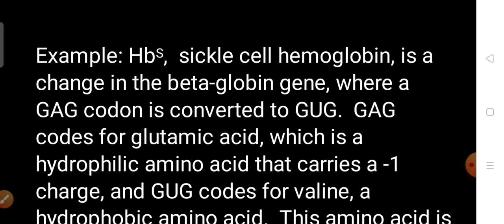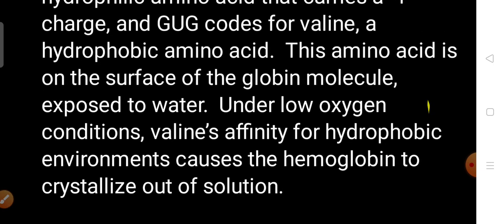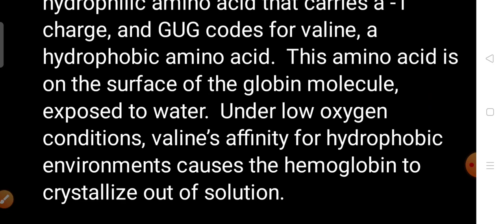Because of base pair substitution, GAG is converted into GUG. GAG codes for glutamic acid, so in the normal chain at the sixth position from the N terminal end there is glutamic acid. GUG codes for valine. So the sixth amino acid, glutamic acid, is changed into valine, which is a hydrophobic amino acid. This amino acid is on the surface of the globin molecule, exposed to water. Under low oxygen condition, valine's affinity for a hydrophobic environment causes the hemoglobin to crystallize out of the solution.